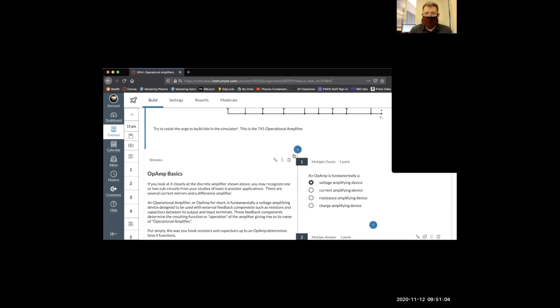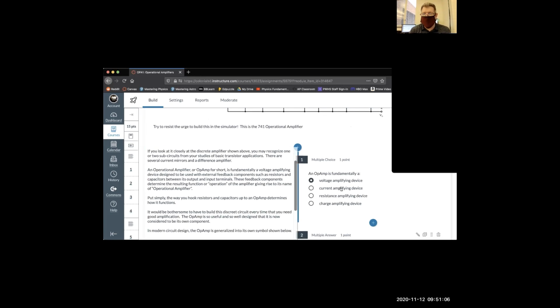So, op-amp basics, all right? My first question is, an op-amp fundamentally is what? Well, I have to go looking for that. I meant to do this in the student view, so I wouldn't immediately have the answers. It's too easy for me here. An op-amp is fundamentally a voltage amplifying device. So the answer is voltage amplifying device, and where is it? It's right here. An op-amp is fundamentally a voltage amplifying device.